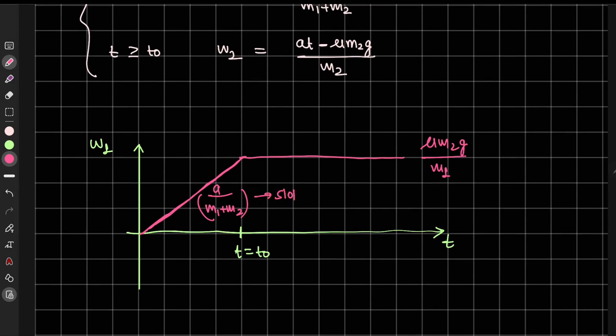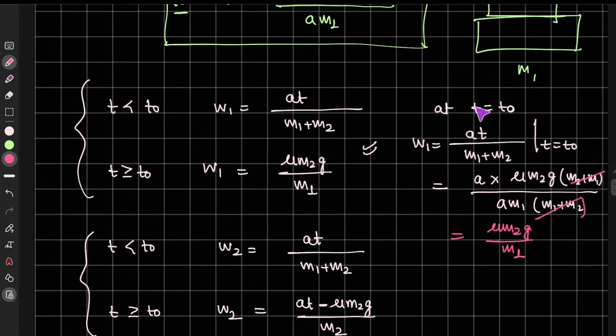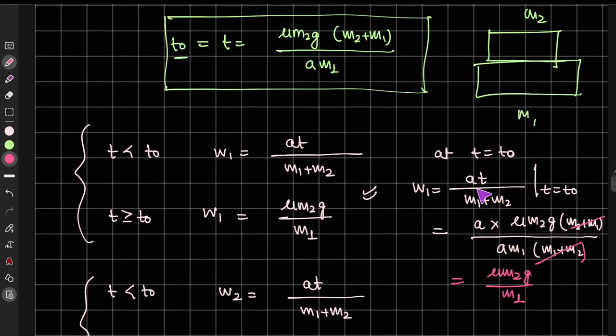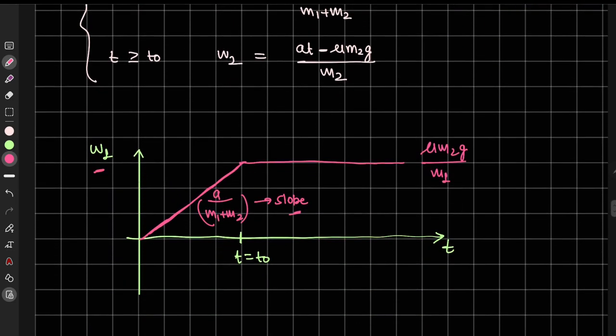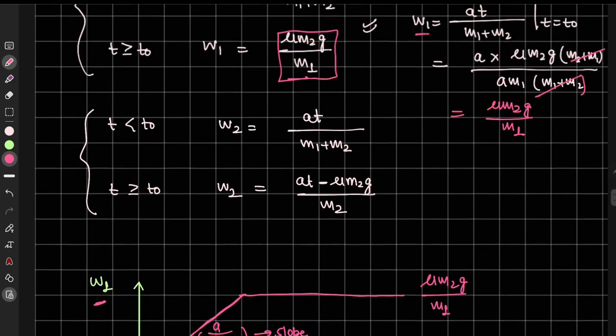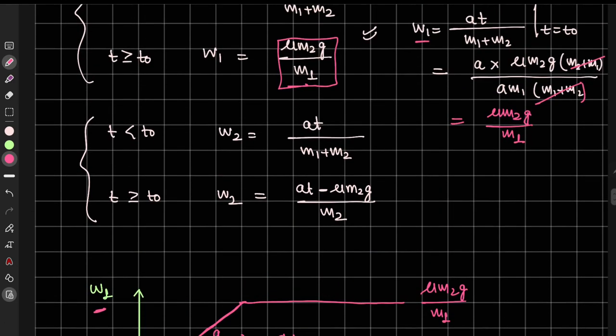This is the slope, because if we see y as a function of time, then y is equal to some constant into time, that is y is equal to mx kind of thing we are having, and m is a upon m1 plus m2. Okay, and then after t is equal to t naught, this particular value is constant. So the acceleration of mass m1 will vary linearly from t is equal to 0 to t naught, and then it is constant.